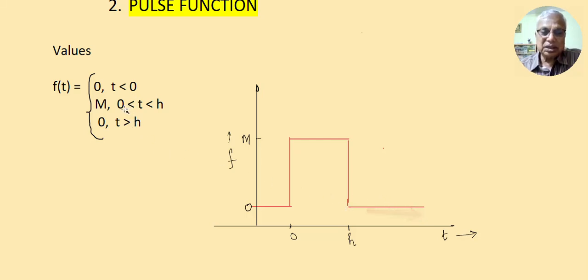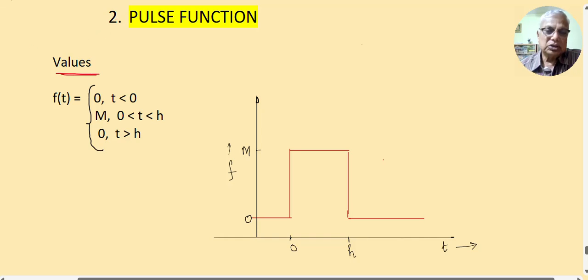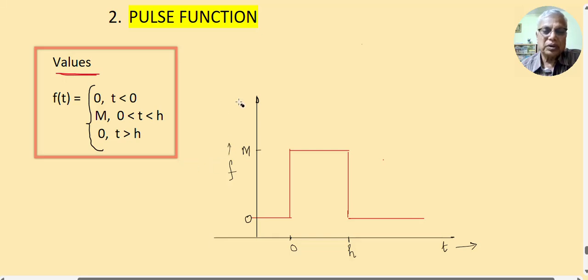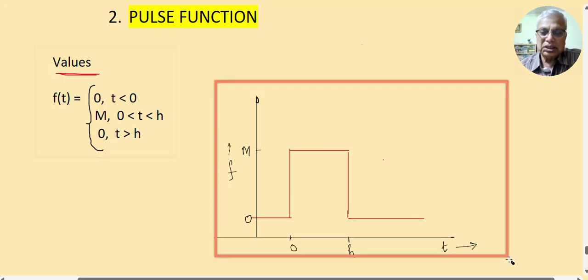So except during this period between 0 and h, everywhere else the function value is 0. Only during this finite interval between 0 and h, the value of the function is m. So this is what we call a pulse function. So these are the values and this is the sketch of the function.